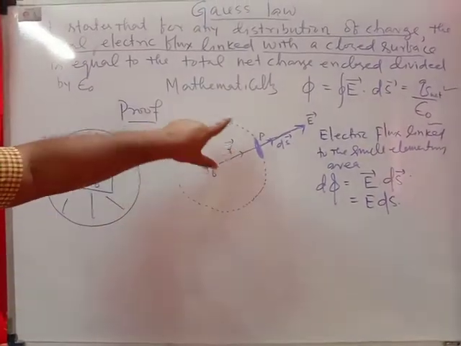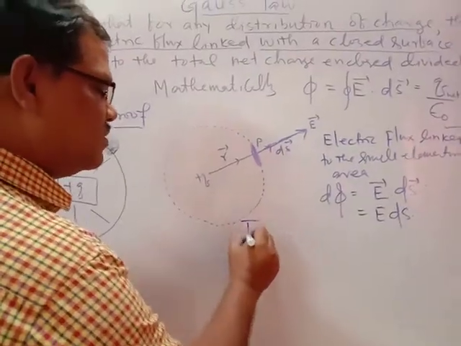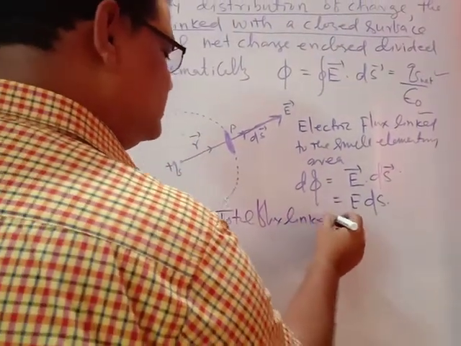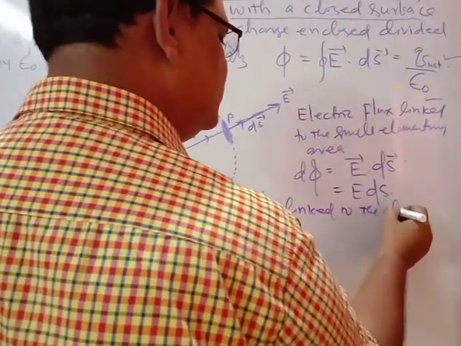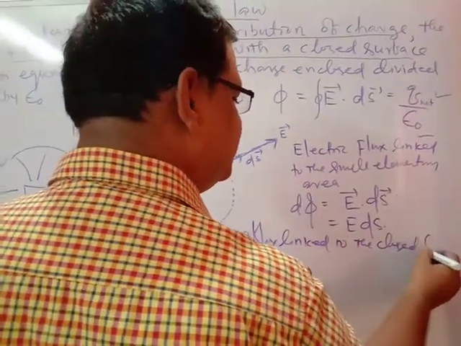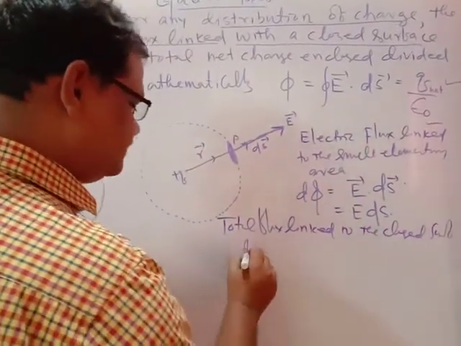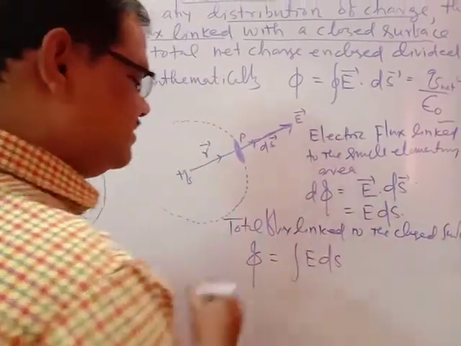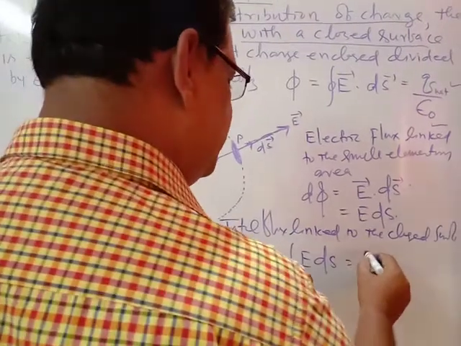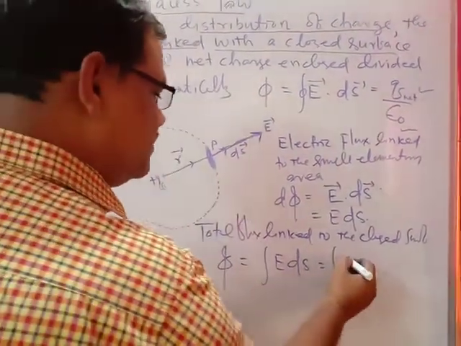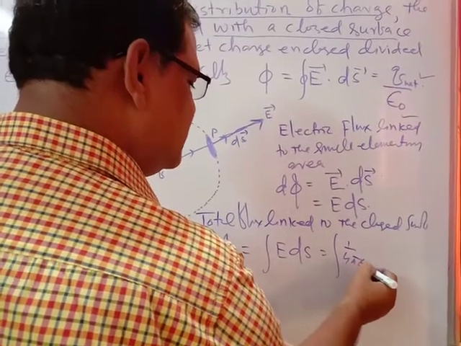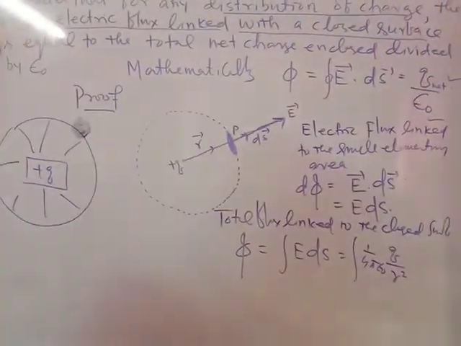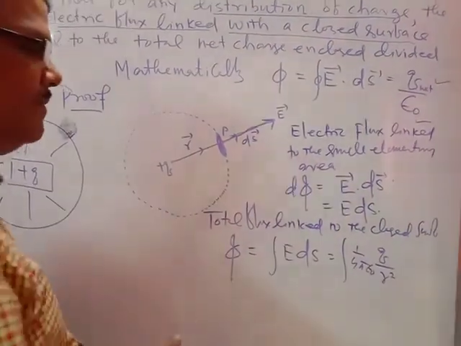So what is the total flux linked to the closed surface? The total flux linked to the closed surface, phi, equals the integration of E ds. You are integrating this term only. So what will be the E? E equals 1 upon 4 pi epsilon naught, Q upon r square. So phi equals the integration of 1 upon 4 pi epsilon naught, Q upon r square, into ds.